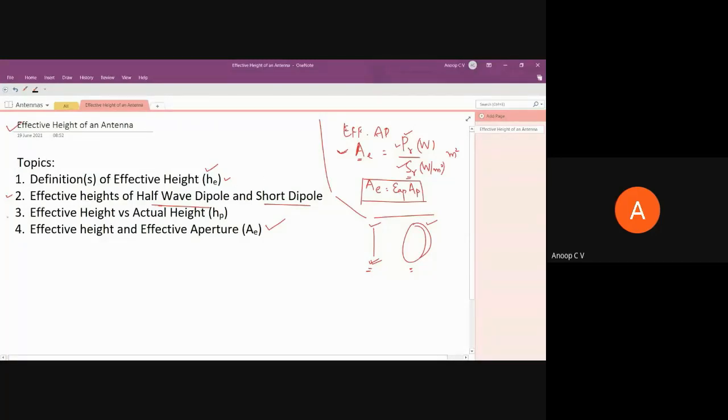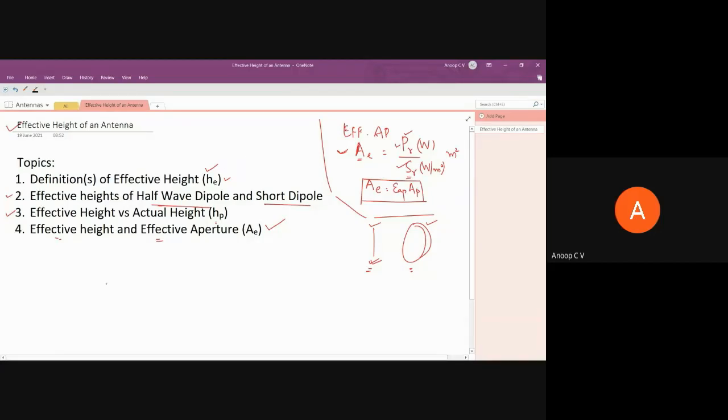Then we come up with the relation of how this effective height is related to the actual height, or physical height, which we'll call HP, and how effective height and effective aperture are related. These are the topics we have to discuss today.